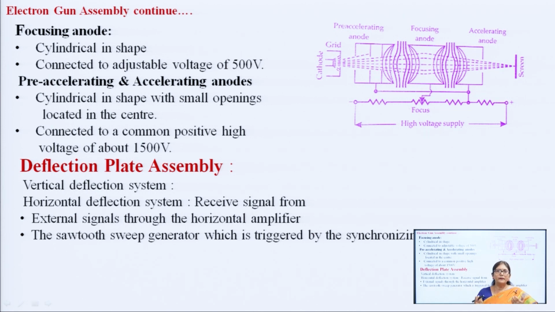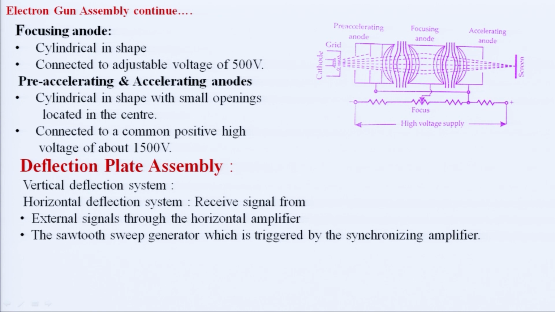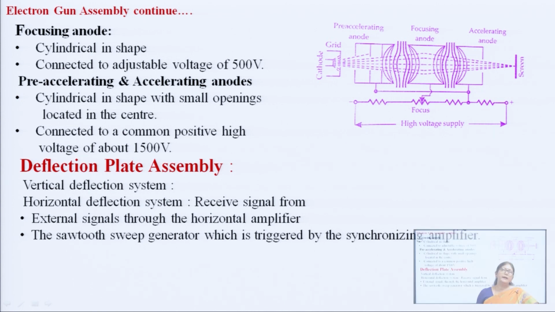The vertical deflection system has to receive the signal from the input. The unknown signal is received by the vertical deflection system, and then it is fed to the vertical plates. The horizontal deflection system receives signal from two sources, either from the unknown signal that is applied at the vertical deflection plate, or from external sources such as a horizontal amplifier and other external sources.